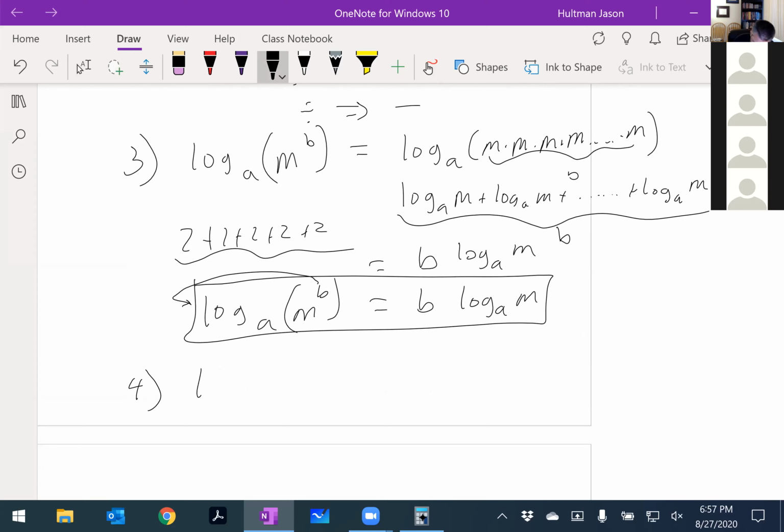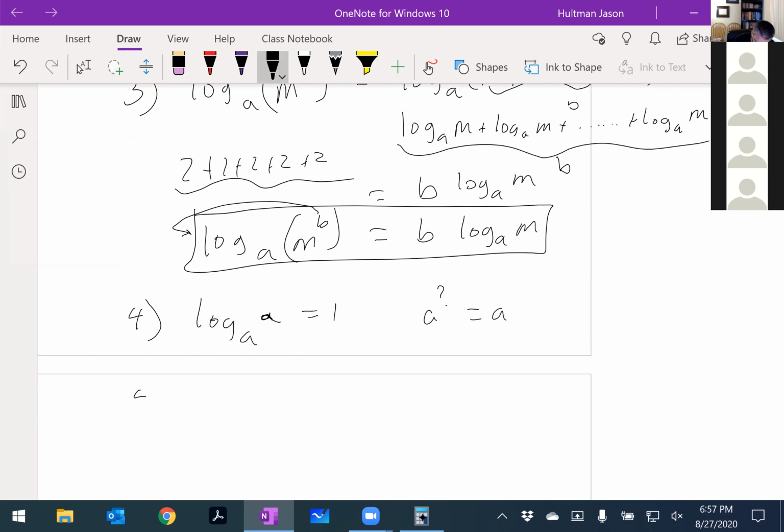Okay, rule number 4. Log base a of a is equal to what? Well, it's equal to 1. Why? Because what is this asking me? This is saying a to the what power is a? 1, right? A to the first power is a. That's what it's asking.